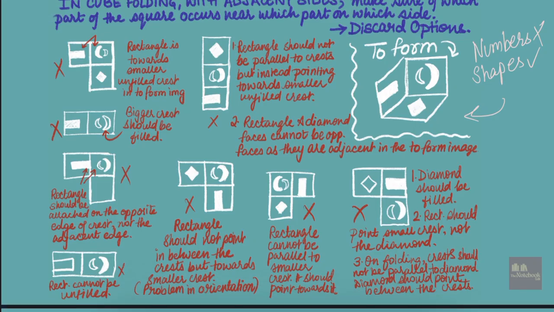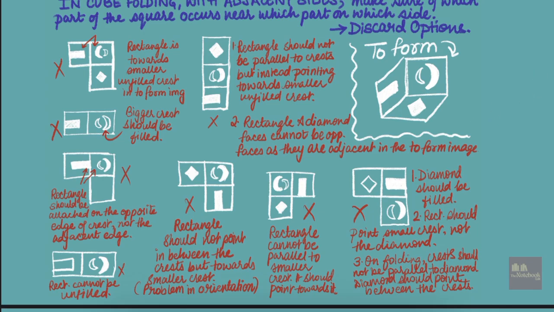If you can see, this rectangle is facing the smaller and the unfilled crest. Okay, and you can also see that no point of this rectangle is facing this diamond. Next thing that you can see is that this diamond point is going in between the crests, right? So now when you have made some of these observations, you can go and see what options you have and start discarding your options.